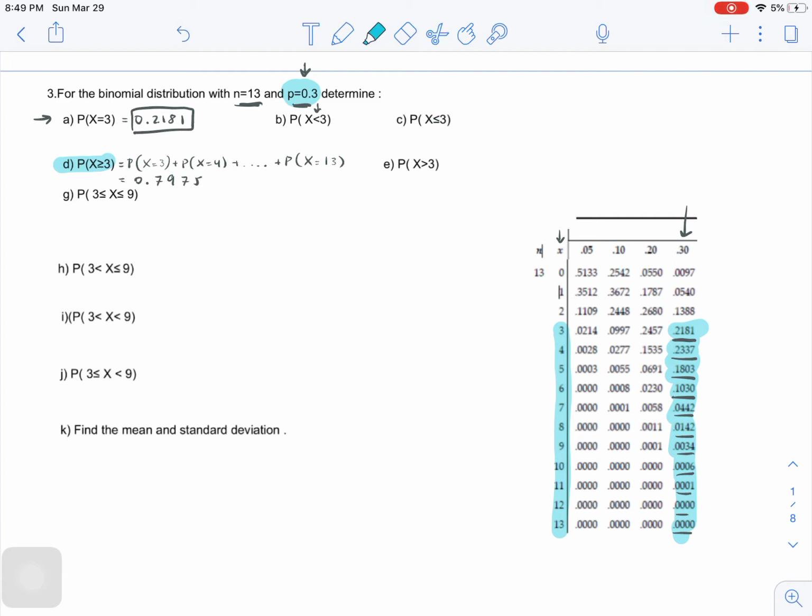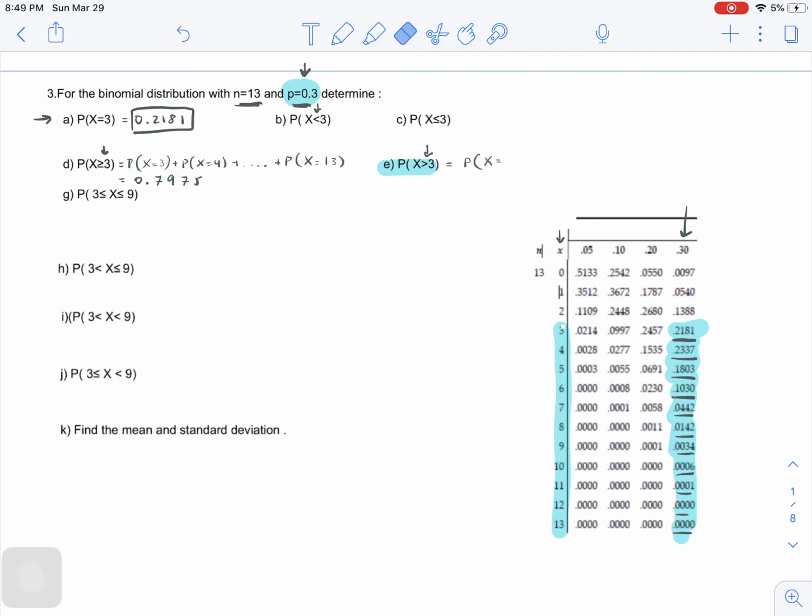All right, now let's take a look at part E. Part E, we want almost the same thing as part D. Part D, we wanted the probability that x is greater than or equal to 3. Now we just want the probability that x is strictly greater than 3. So it's almost the same, except now we're excluding 3. Because we want the probability that x is strictly greater than 3.